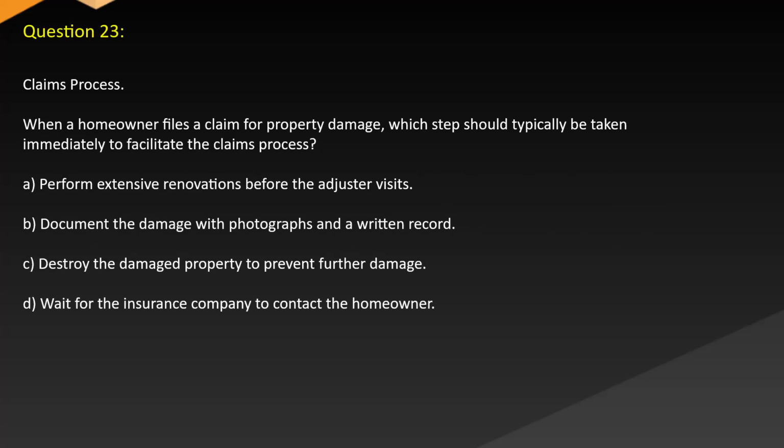Question 23. Claims process. When a homeowner files a claim for property damage, which steps should typically be taken immediately to facilitate the claims process? A. Perform extensive renovations before the adjuster visits. B. Document the damage with photographs and a written record. C. Destroy the damaged property to prevent further damage. D. Wait for the insurance company to contact the homeowner.